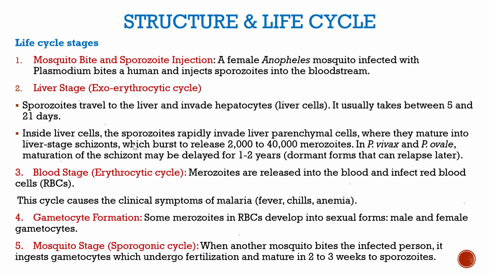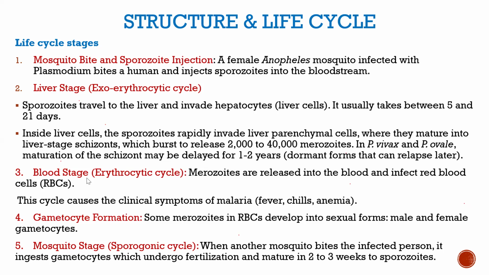All right. So when it releases, these merozoites will then enter the bloodstream, which leads us to the third stage, called the blood stage or the erythrocytic stage. This erythrocytic stage is when the Plasmodium has invaded the blood cells. So the merozoites are released into the blood and infect the red blood cells. This is when you start feeling the symptoms of malaria, like the fever, the chills, the cold. At this stage, the malaria has really affected your blood.